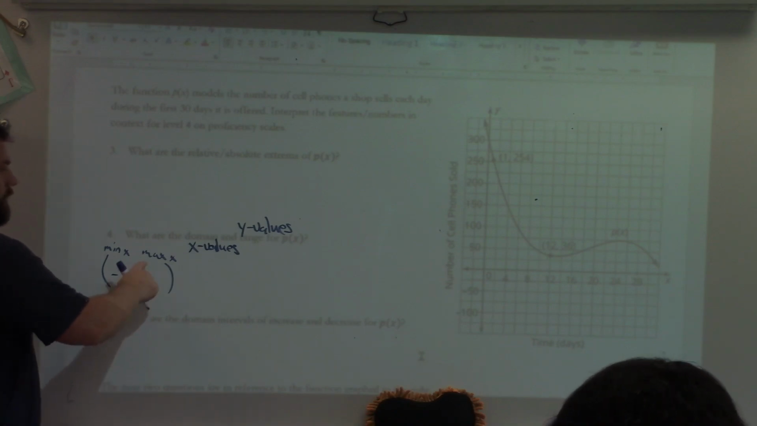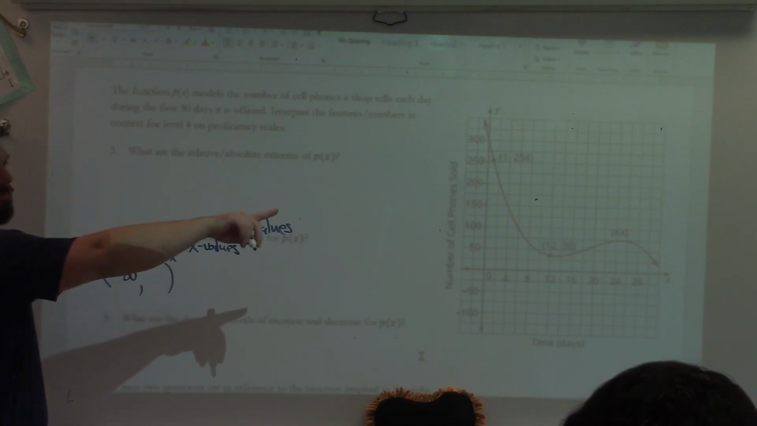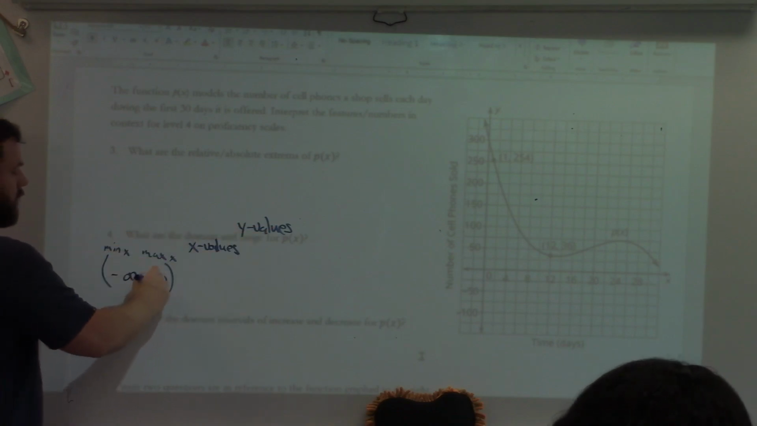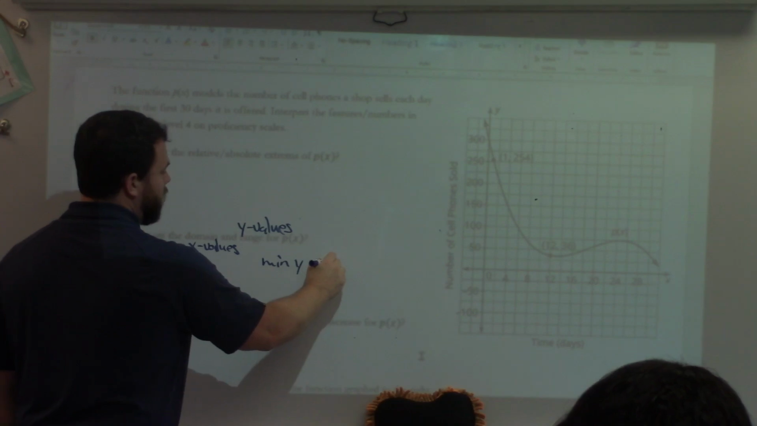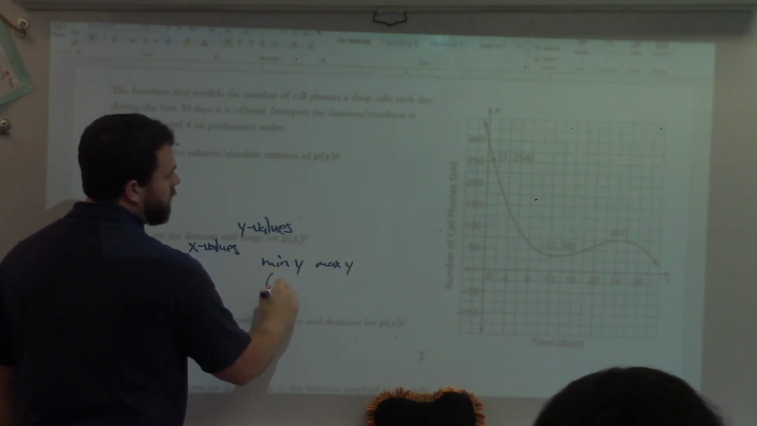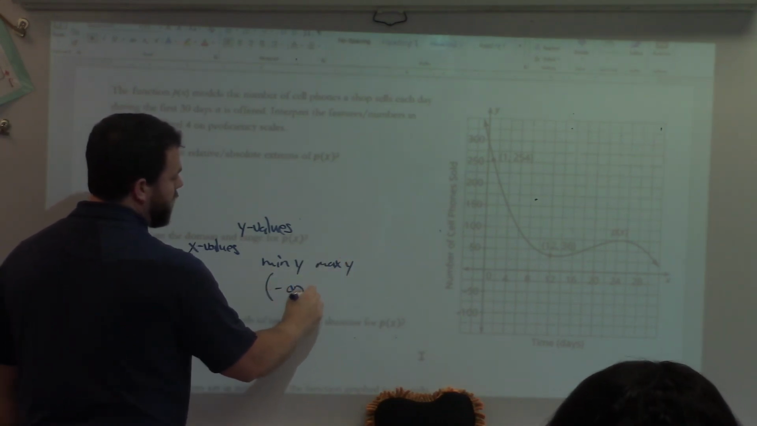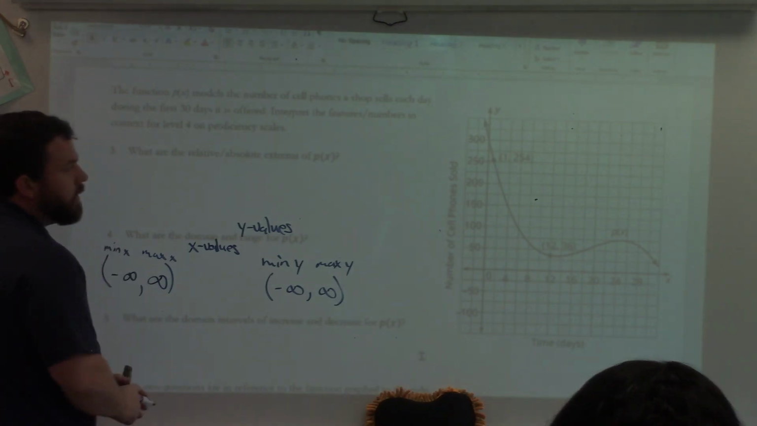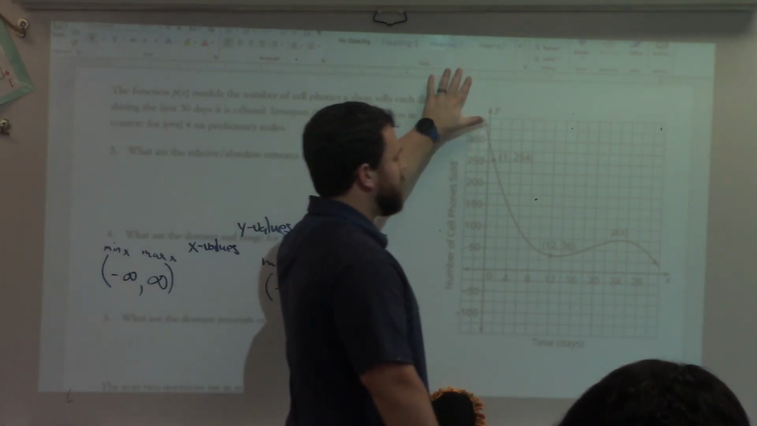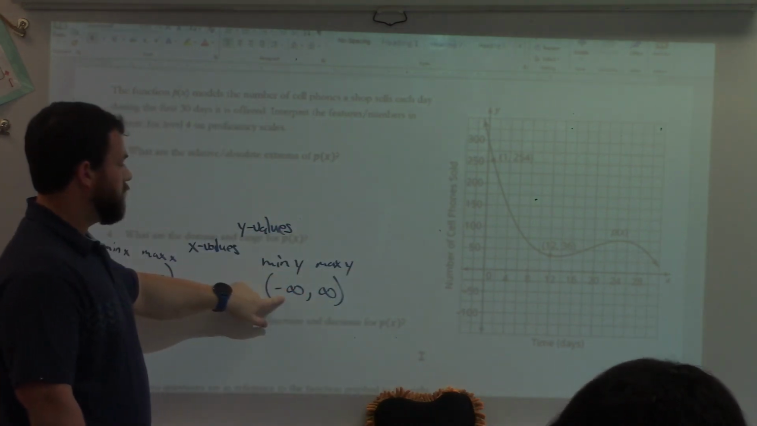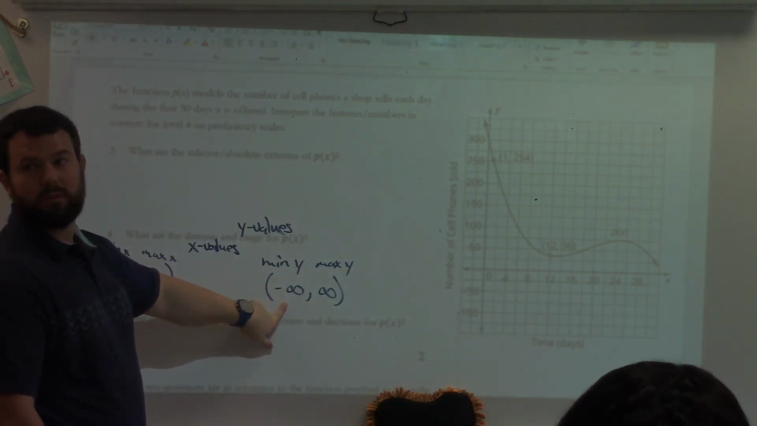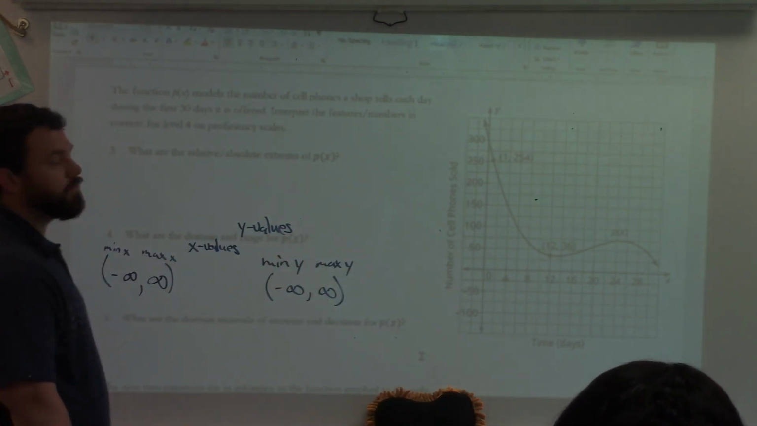Okay? And so what was the maximum x? When does it quit going to the right? Infinity. Range. I need the minimum y and the maximum y. So I've got negative infinity to infinity. I need to emphasize, a lot of people go from the top down, but is positive infinity the smallest value? No. It's got to be the minimum to the maximum.